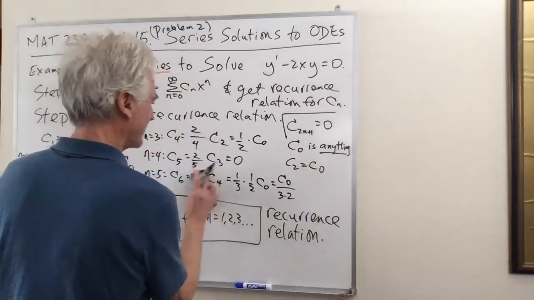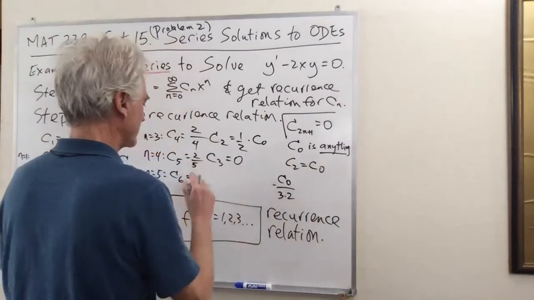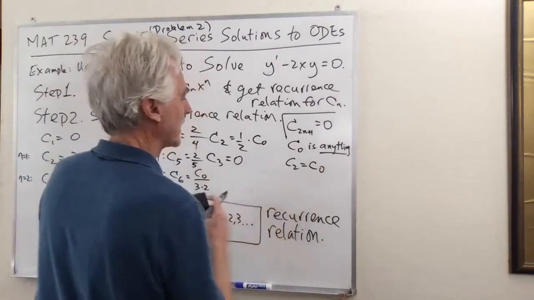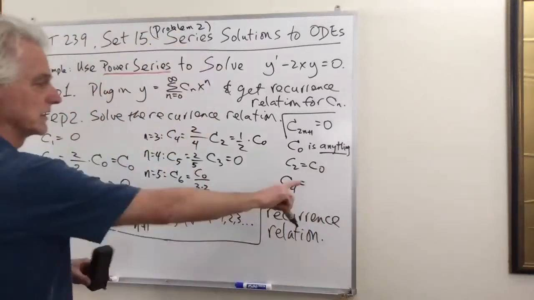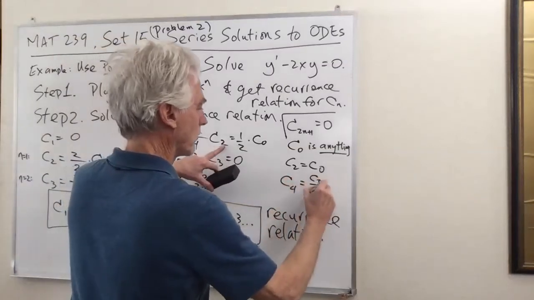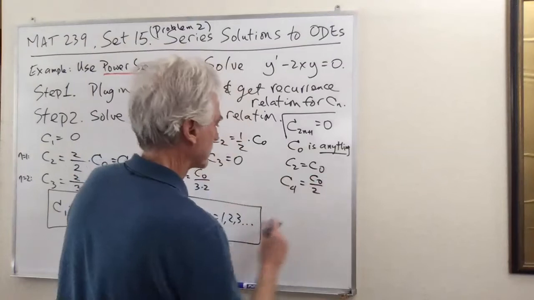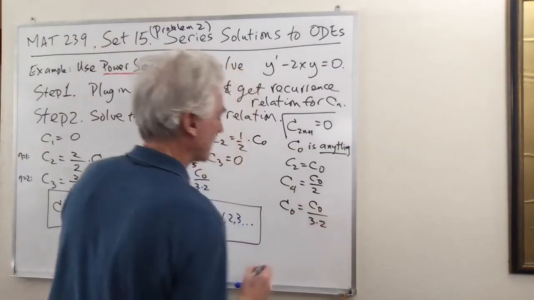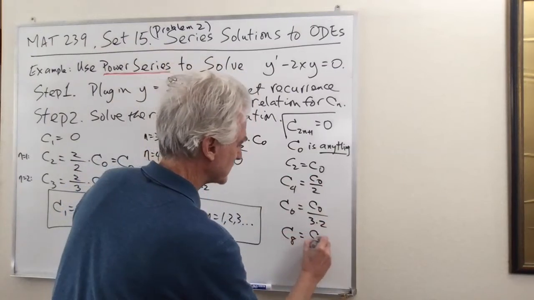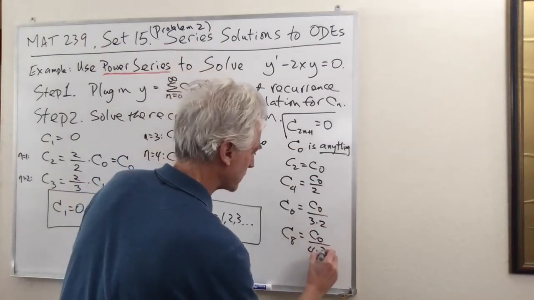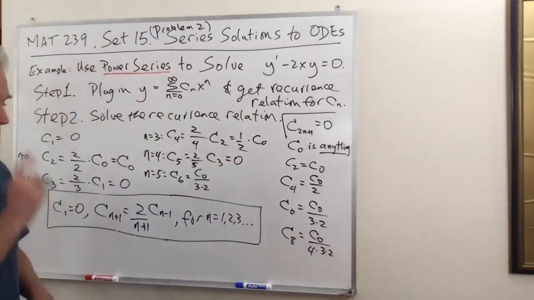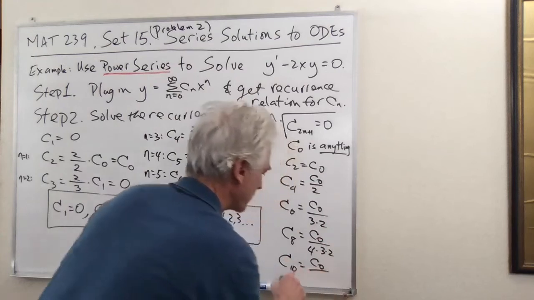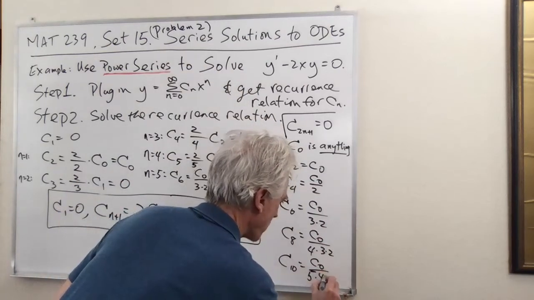I'm going to erase that. Let's remember that we got C6 is C0 over 3 times 2. What did we get? We got that C4 is C0 over 2. C6 is C0 over 3 times 2. And what do you think C8 is going to be? C8 is going to be C0 over 4 times 3 times 2, right? You can do it. And C10 is C0 over 5 times 4 times 3 times 2.